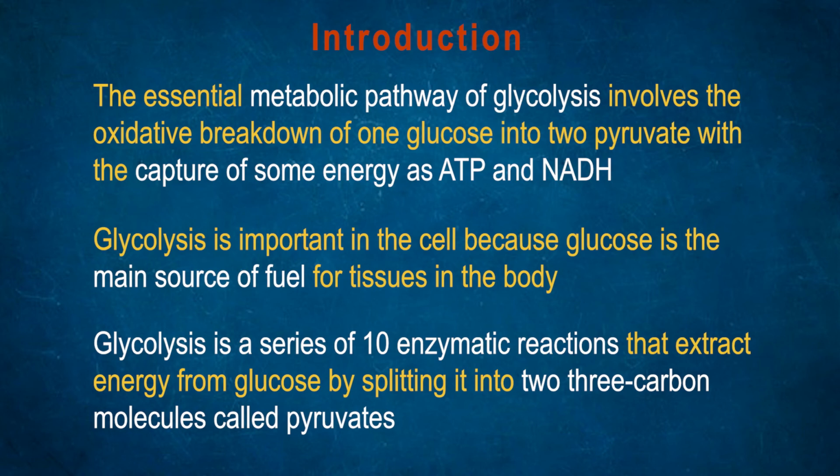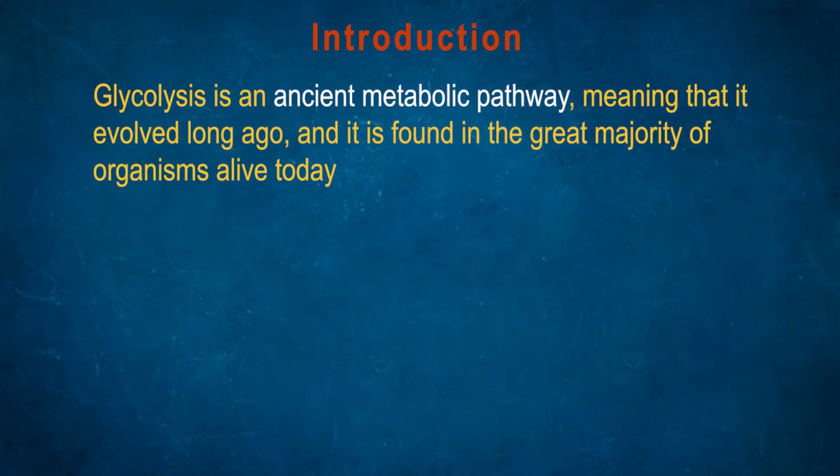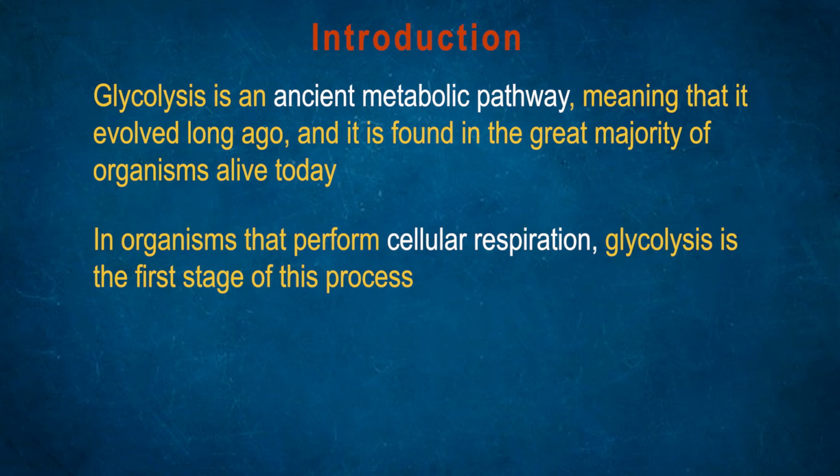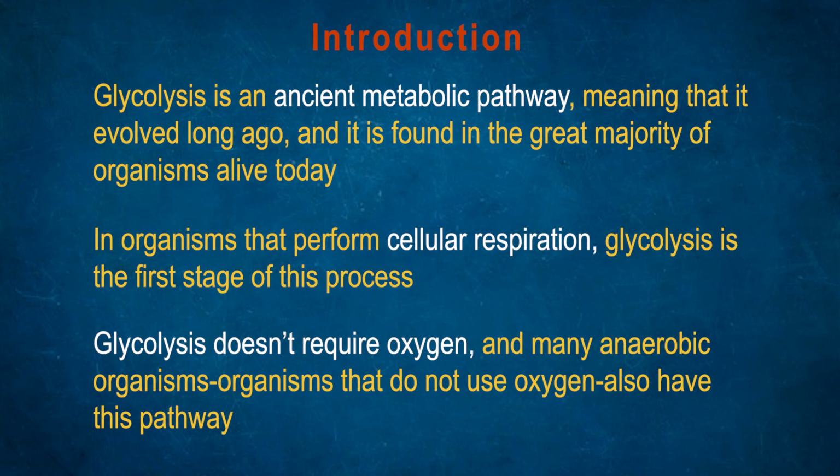3-carbon molecules called pyruvate. Glycolysis is an ancient metabolic pathway, meaning that it evolved long ago and it is found in the great majority of organisms alive today. In organisms that perform cellular respiration, glycolysis is the first stage of this process. However, glycolysis doesn't require oxygen, and many anaerobic organisms that do not use oxygen also have this pathway.